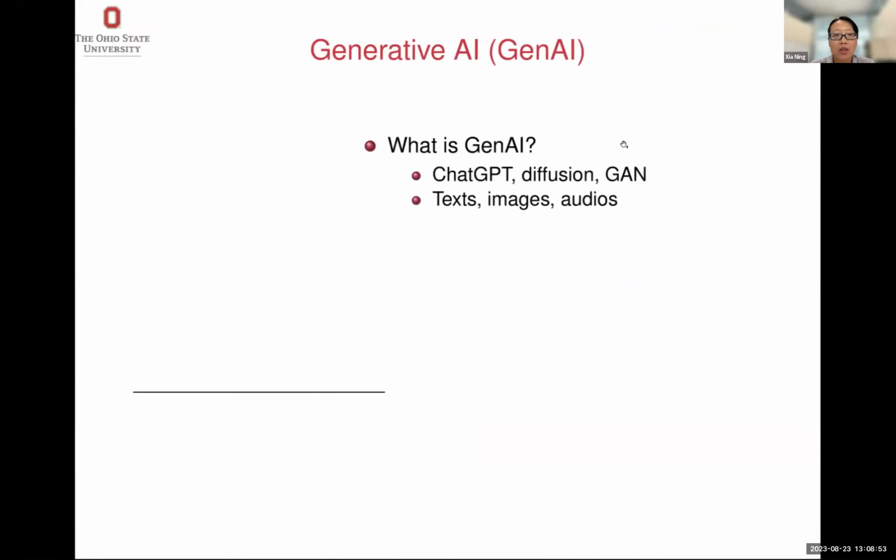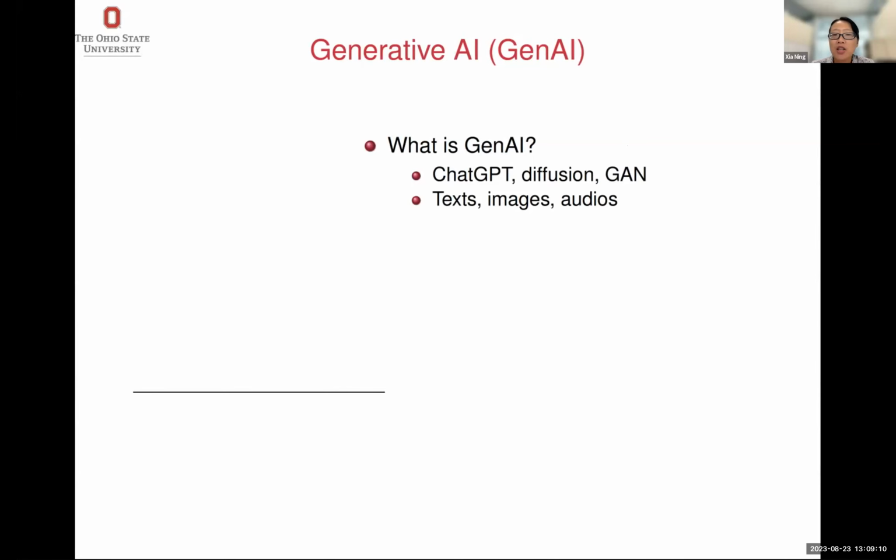So when we talk about generative AI, I think you've heard a lot about it, but somehow by default, when we talk about generative AI, people mean ChatGPT or large language models, and we generate texts, images, or audios.